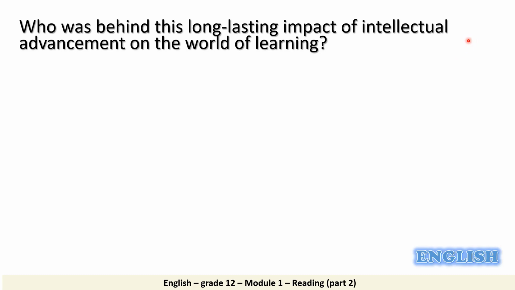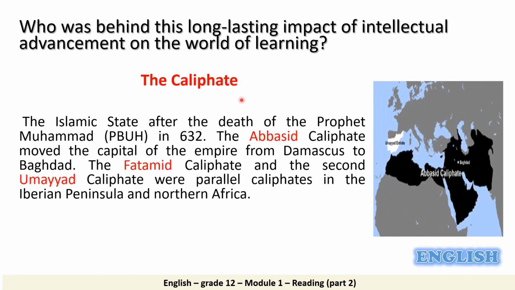Well, I want you to read this question. And the caliphate was the reason of the long-lasting impact of intellectual advancement on the world of learning. But what is a caliphate? A caliphate is the Islamic state after the death of Prophet Muhammad, peace be upon him, in the year 632. The caliphates are the Abbasid, the Fatimid, and the Umayyad caliphates.